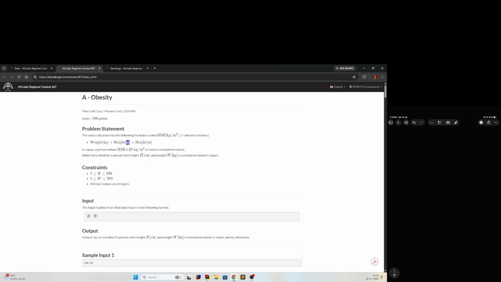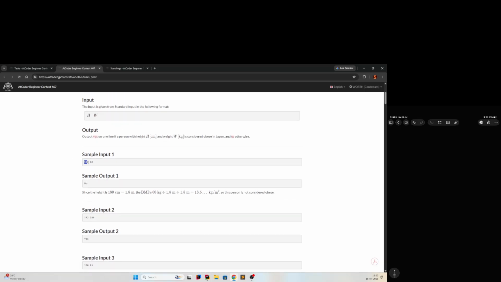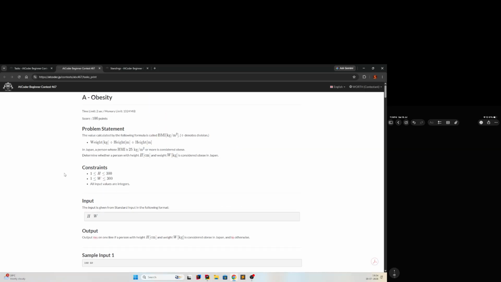in the units kg per meter square. And then we have to tell if a person is obese or not, and that is true if a BMI is greater than or equal to 25 kg per meter square. We are given the height and weight, but weight is in kg and height is in centimeters, while BMI is in meters, so we have to be careful of that. Like if you see in the example, this 180 is converted into 1.8 meters first, then it is divided.